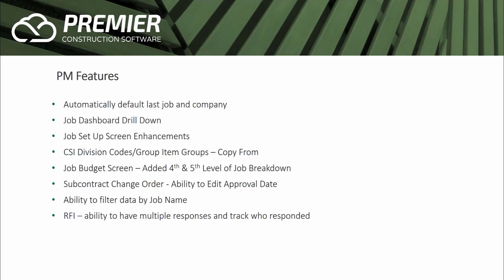Number four, the job CSI division codes, known as cost item groups, can now be copied from the CSI division standards. Number five, the job budget screen now accommodates the fourth and fifth level of job breakdown. Number six, on subcontract change orders, you have the ability to revise and edit the approval date. Number seven, throughout the screens, you can easily find the job by typing in the address, the job name, or number.